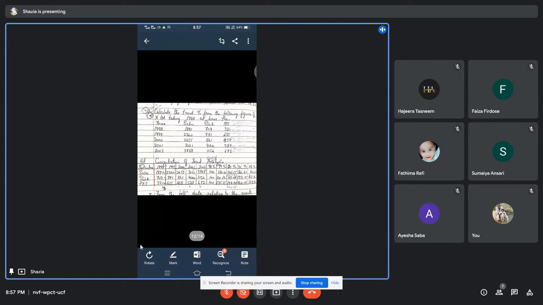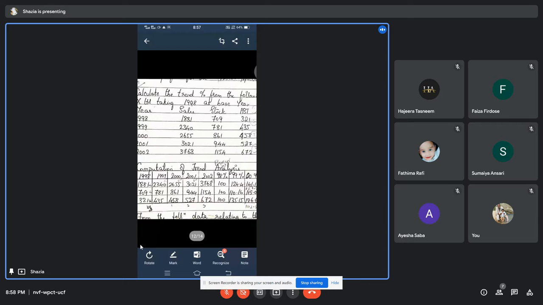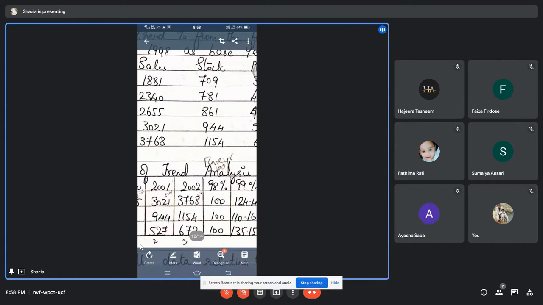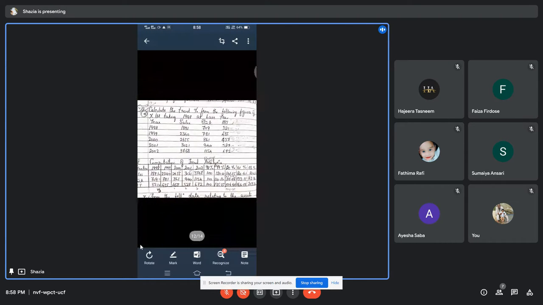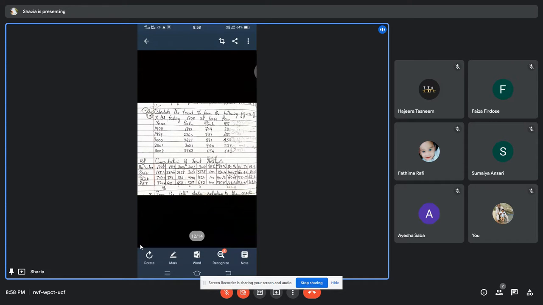So first year, now what is the base year here? Base year is 98. So the whole of 98 year will be 100%, the common percentage. Now you have to calculate the percentage for 1999. So how will you calculate 1999? So you have to take this amount, just which is one amount. See here, they have mentioned the question here.